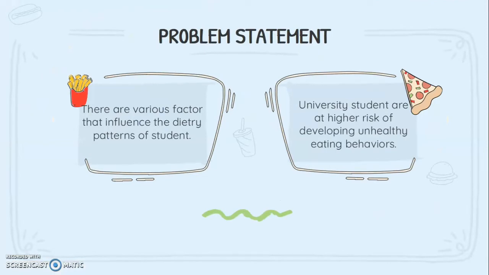Next, problem statement. Firstly, there are various factors that influence the dietary patterns of students. For example, the difficulty of cooking nutritious food, the ease of preparing junk food, and the restricted availability of healthy food items. Next, university students are at higher risk of developing unhealthy eating behaviors. For example, university students skipping breakfast, eating less fruits and vegetables, eating more fried food, and also poor exercise habits.